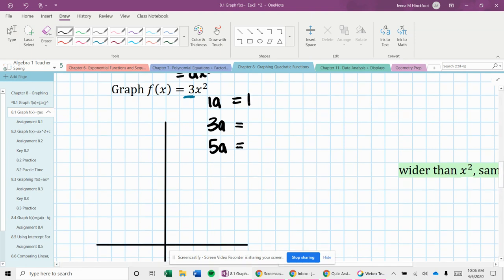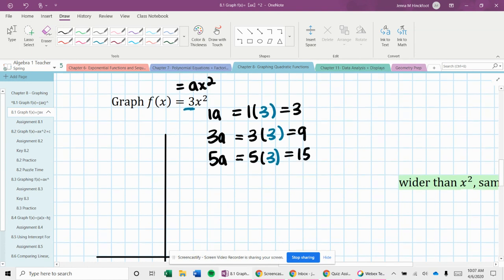So 1 times our a of 3 equals 3. 3 times your a of 3 equals 9. And 5 times your a of 3 gives you 15.